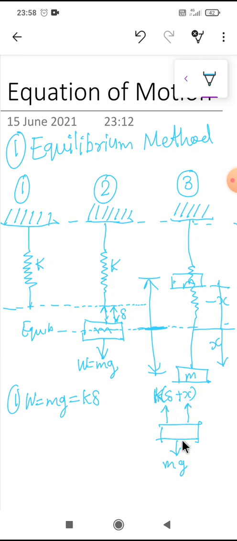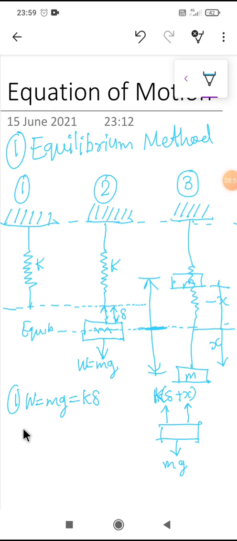So that is k into delta plus x, and here it is mg. Now as we know, mg and k delta get cancelled out, so the kx force is an unbalanced force. But according to Newton's law, when a system is in equilibrium, an equal and opposite force will act. So to balance this force, a restoring force, that is the inertia force, will be acting.